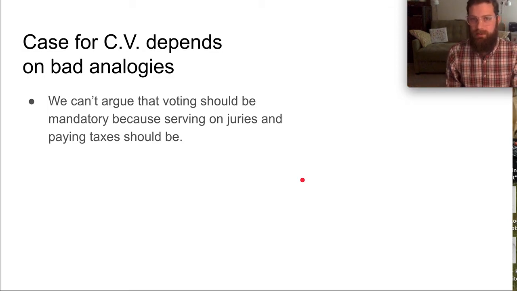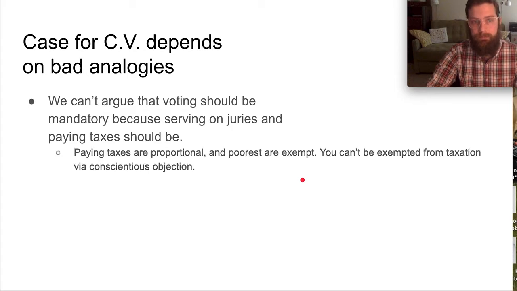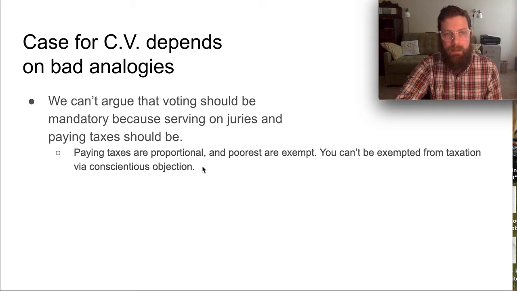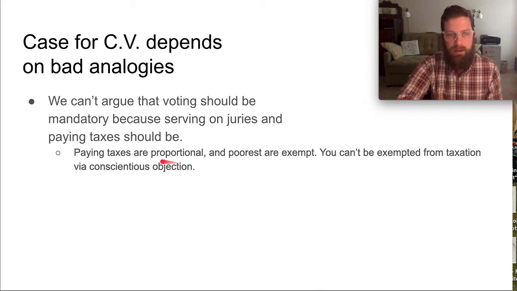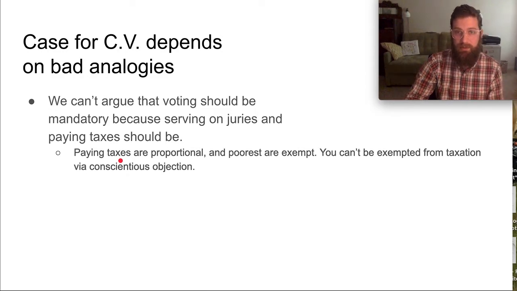So, you can't just argue, according to Lever, that voting should be mandatory because serving on juries and paying your taxes should be. She says that for each of these policies that involves some mandatory compulsion, there is an identifiable public good. So, she points out that, when it comes to mandatory taxation, there's proportionality and the very poorest within society. So, if you make under $20,000 a year, you're probably going to be exempt from paying any taxes, depending on your exact municipality. And moreover, you can't be exempted from taxation via conscientious objection. So, there's an interesting difference between paying taxes, which is about upkeeping social institutions that we all benefit from, as compared to, say, a military draft.